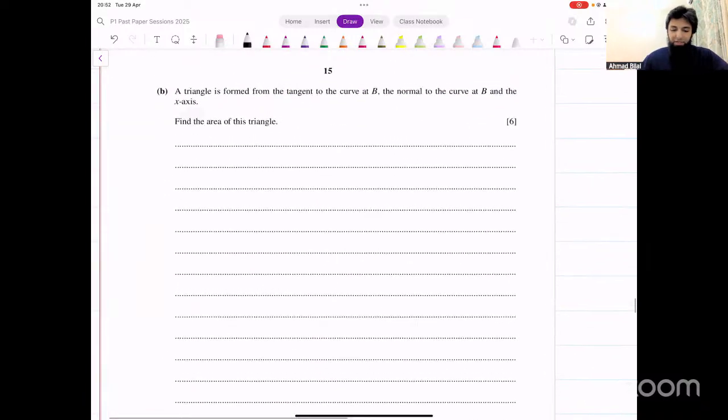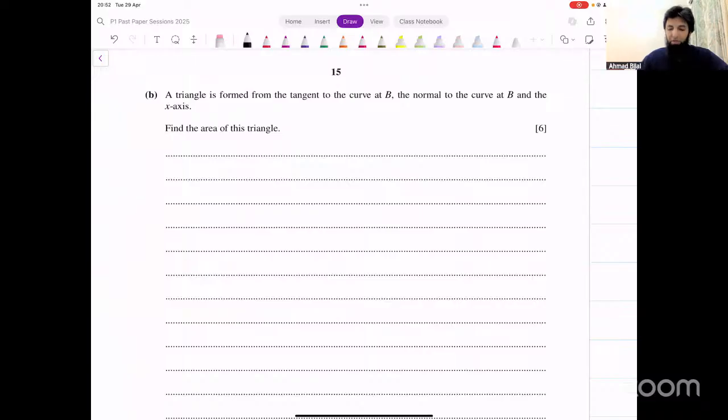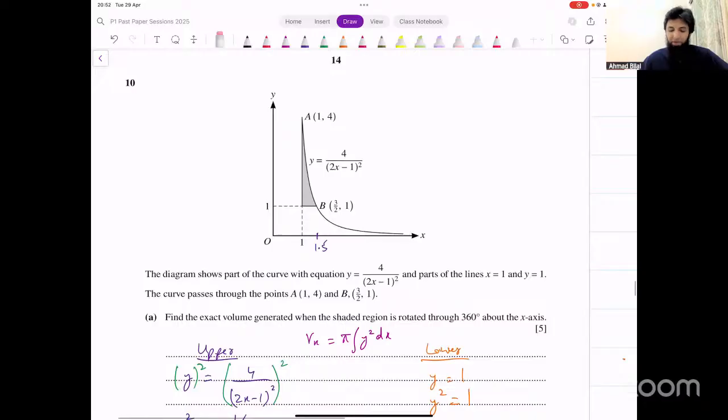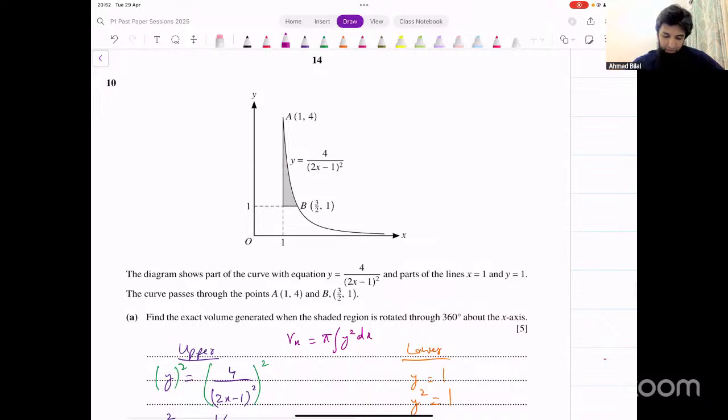Let's move on now. Now it says a triangle is formed from the tangent to the curve at B, the normal to the curve at B, and the x-axis. Find the area of this triangle. Okay, tangent and normal at B. Let's think about that. At the point B, we have some tangent that would look something like this. At the same point B, we have a normal. What's that going to look like? That's going to look something like this.